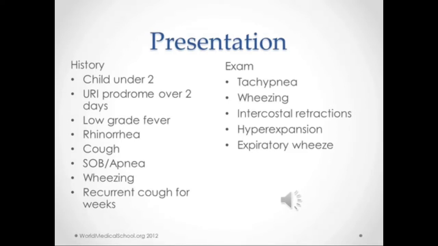So the story that you'll hear is this child under the age of 2 has an upper respiratory infection where they have runny nose, maybe some cough, sneezing for a couple days, and then they have a low-grade fever, a little bit higher fever if it's caused by adenovirus. And then they start to get shortness of breath, sometimes apnea. I think it's around 20% that end up presenting with apnea. But wheezing is really the key feature here.